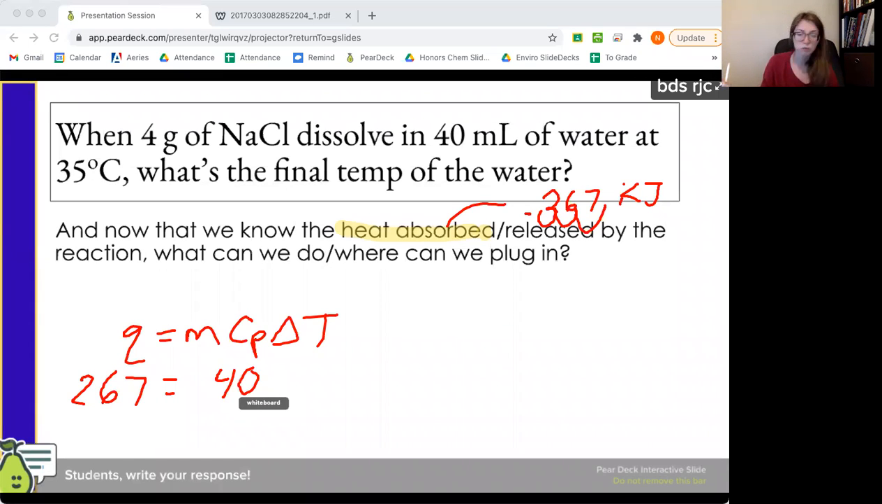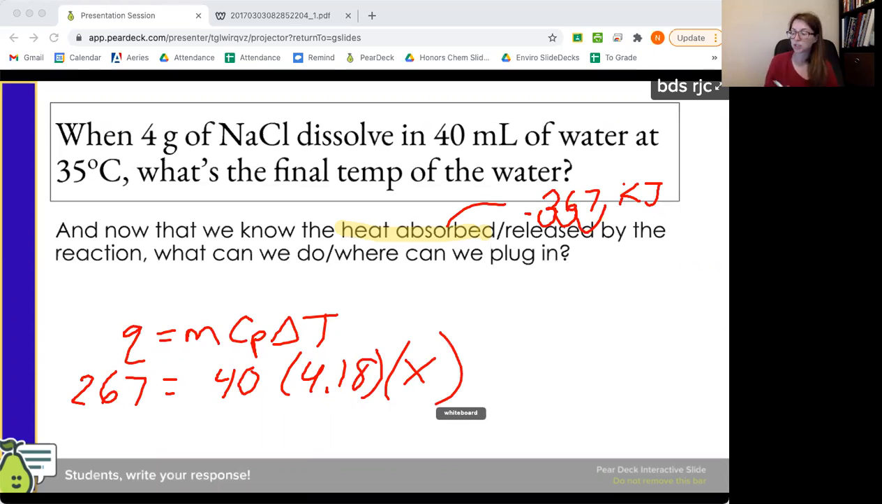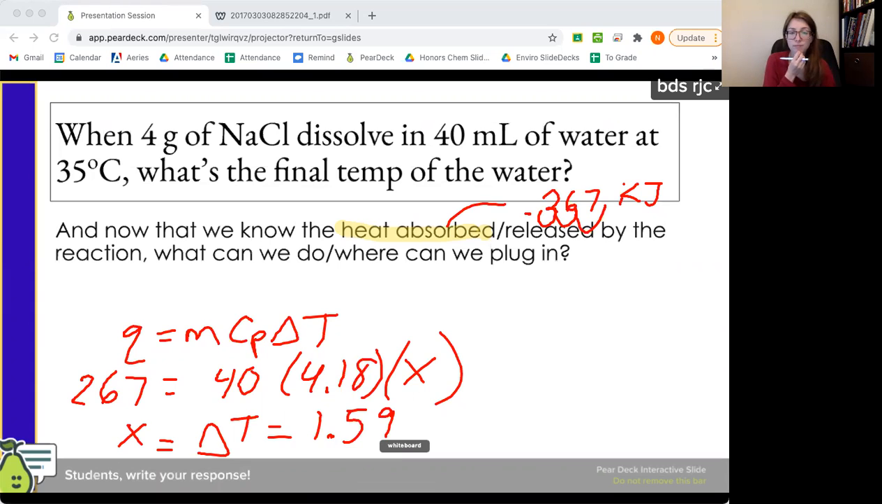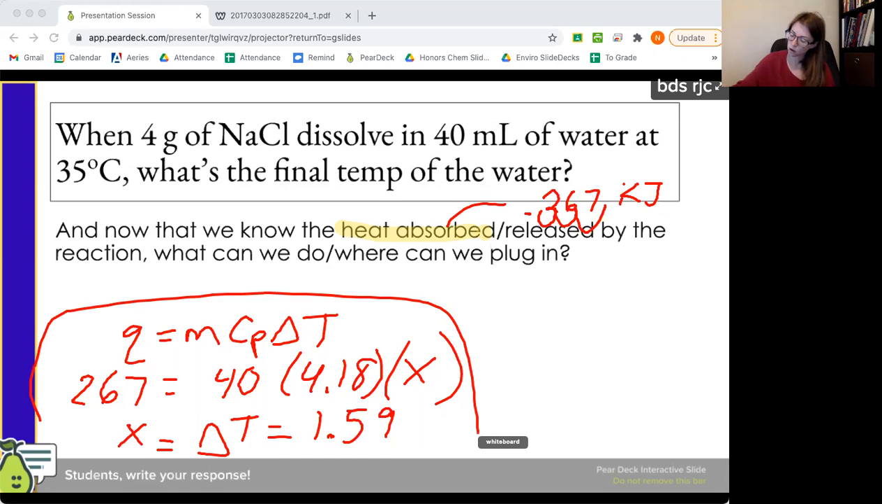There are 40 milliliters of water releasing it. Water has a CP of 4.18. We can see how much that water would change temperature when it releases this much heat to the reaction. When I solve for that X, I'm finding the change in temp of the water, which is going to be 1.59. I'm keeping the numbers in my calculator. And make sure you're listening. I'll let you copy down the steps, but make sure conceptually this is making sense so far. Any questions? All of this is about the water.